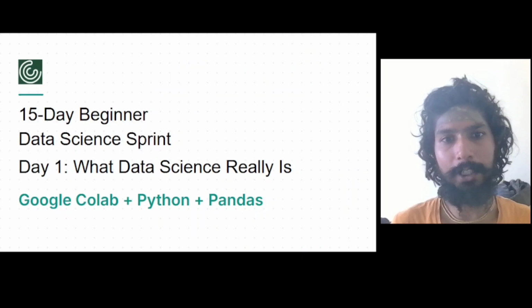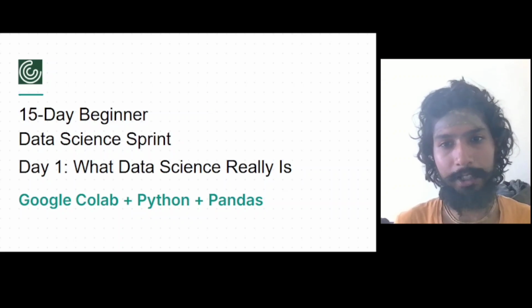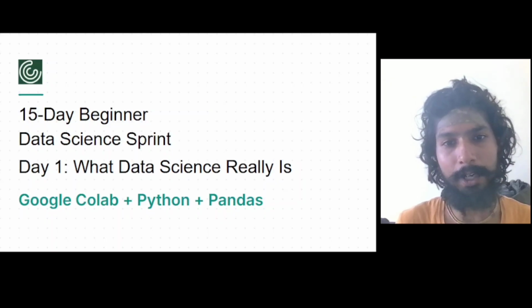Over the next 15 days, we will spend approximately 30 minutes every day learning one important part of data science. Our core tools will be Google Colab, Python, NumPy, Pandas, Seaborn, and scikit-learn. By the end of this sprint, you should understand the complete data science workflow and be able to build your first machine learning project using Python. But before learning the tools, we must understand the purpose behind them.